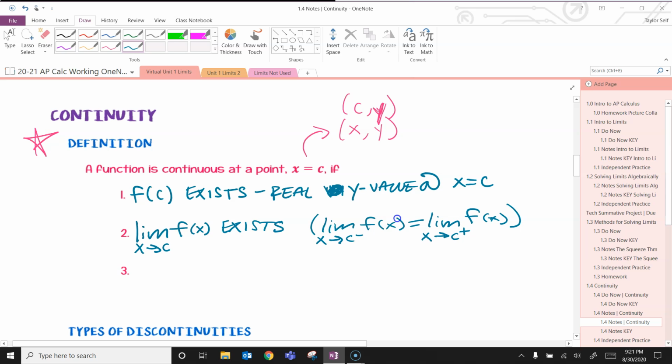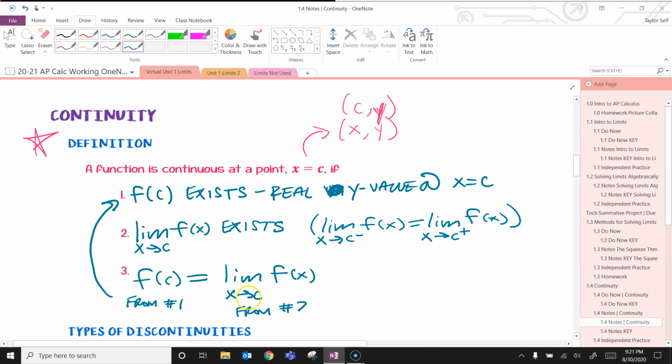All right, and then last but not least, we have the f of c, the thing from number 1. So from number 1 right here, f of c, the number that you get, has to equal the limit as x approaches c of f of x. This is from number 2. The thing from number 2. So the numbers that you get here and here have to be equal to each other. That is the definition of continuity.